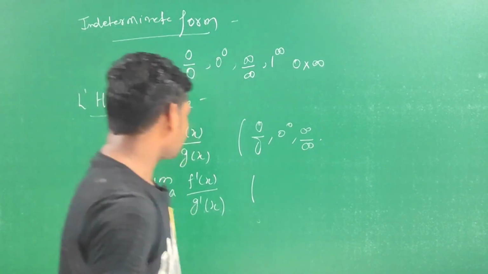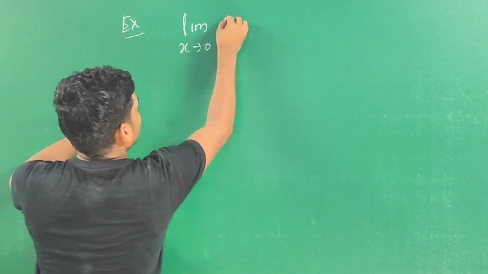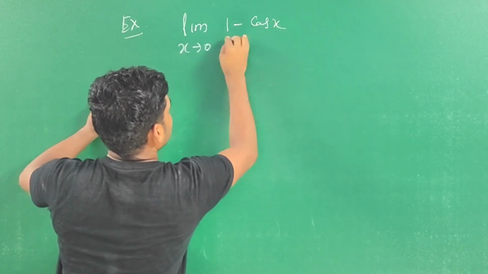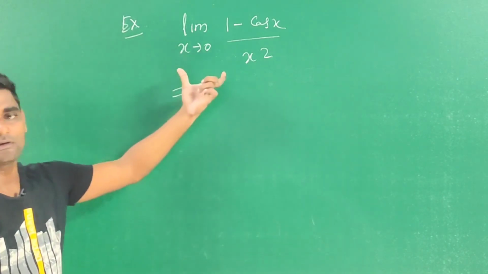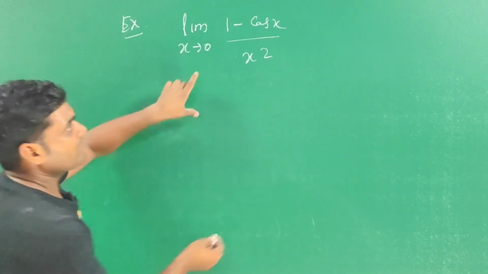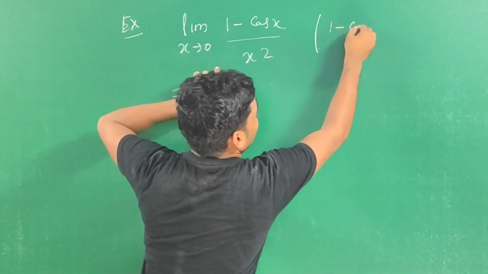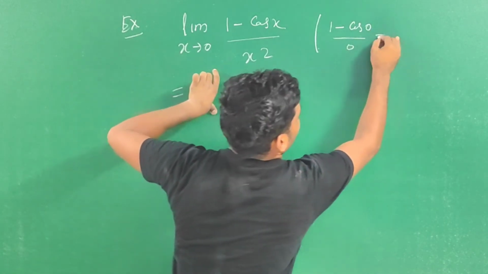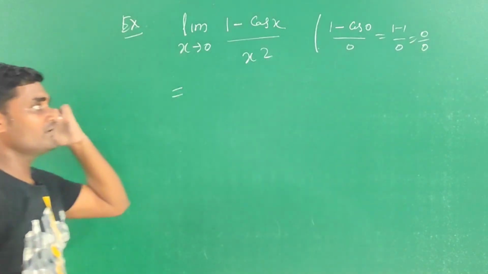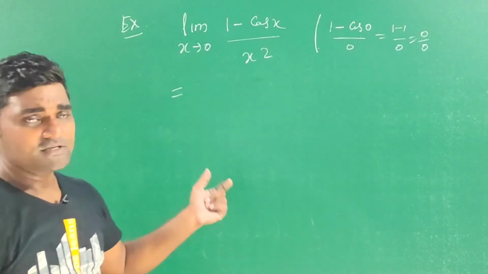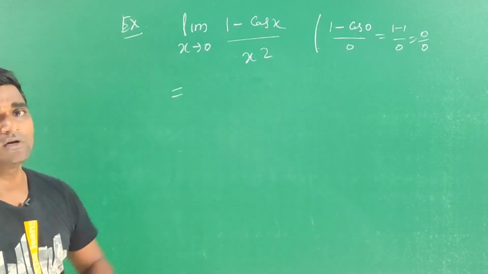So let's see some examples. Limit x going to 0 of 1 minus cos x divided by x square. Suppose we have to calculate the limit of this function. When we put x going to 0 in this function, what will be the value? It will be 1 minus cos 0 divided by 0, that is 1 minus 1 by 0, that is 0 by 0 form. So now we can easily apply L'Hospital rule here.